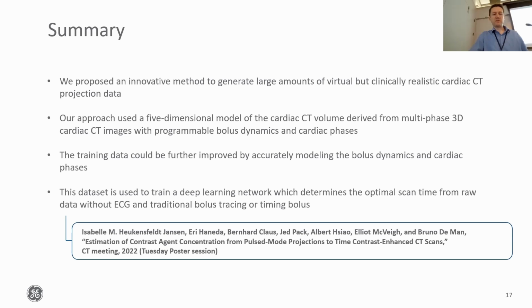We believe that this is early work. We're still working to improve the modeling of the bolus dynamics as well as the cardiac phase. As I mentioned, right now we just have that nearest neighbor model, and we're looking forward to testing this out with real clinical data. Right now, we've only tried it with these generated projections, but we feel like this is a good model that we can use to train our networks. So with that, I'll finish up, and I don't think you missed too many of my slides.